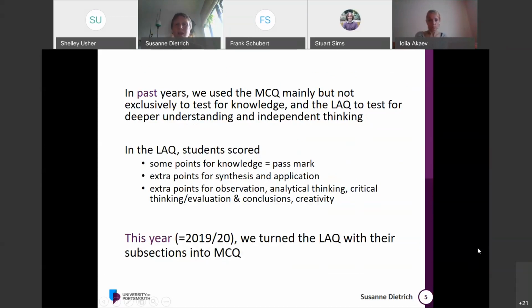In the long answer questions, we allowed students to score some points to knowledge for the pass mark. But of course, we would always award extra points for synthesis and application. And then finally, extra points for observation, analytical thinking, critical thinking, evaluation, conclusion, and creativity. Now this year, we turned the long answer questions with their subsections into an MCQ. And I will now show you how we did this.